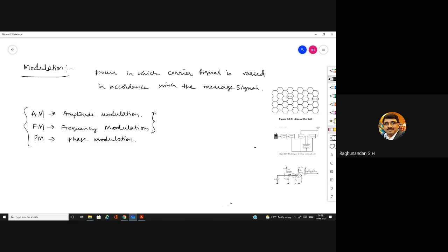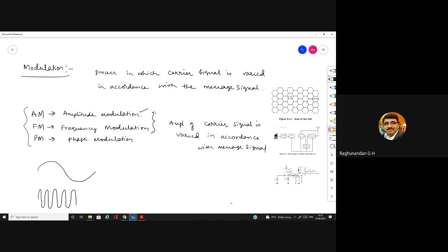Let us see first what amplitude modulation is. Amplitude modulation means the amplitude of the carrier signal is varied in accordance with the message signal. Let us take this as a message signal and we have a carrier signal like this. One common sense question I'm asking you: among these two, which has the higher frequency, and how are you going to tell it has higher frequency? This is the message signal and this is the carrier signal.